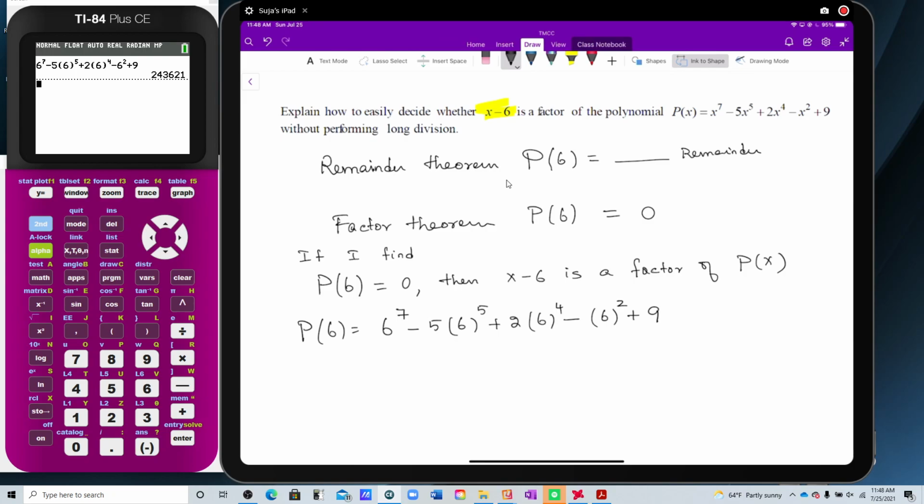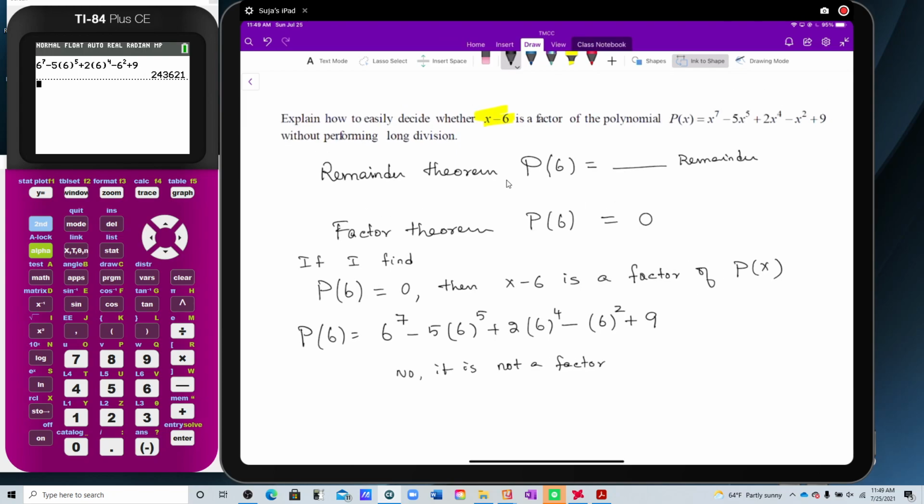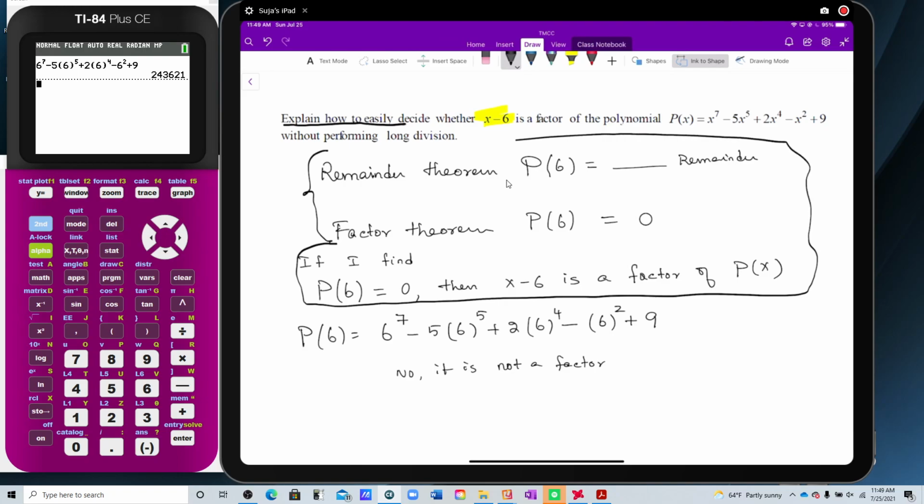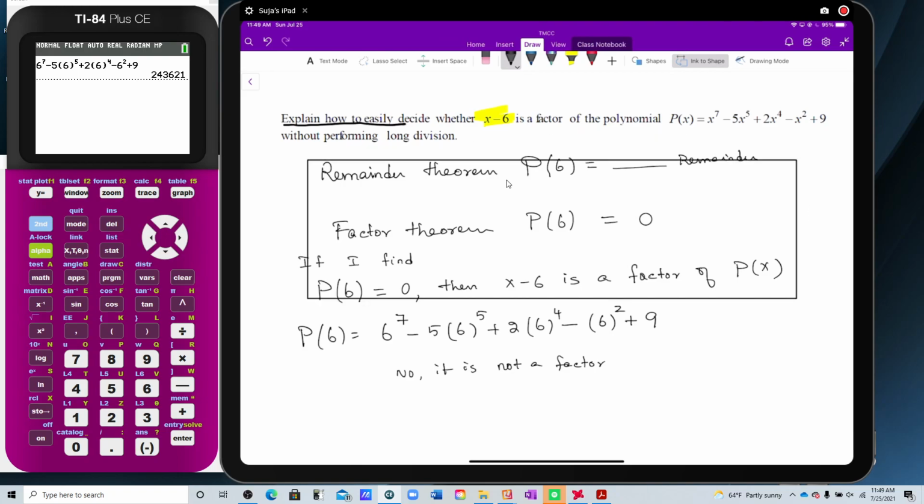But that's not what the question is asking, right? No, it's not a factor. If I have to correctly answer the question here, explain how to easily decide, I would say, using the remainder theorem and factor theorem, if I find p of 6 and if I get 0, that could be the answer for this problem. You don't even have to do the other part. I just did it for explanation. But this is not a factor because the remainder is not a 0.